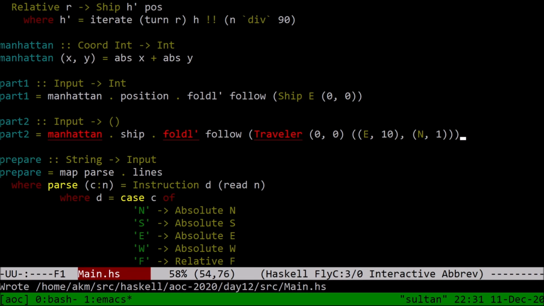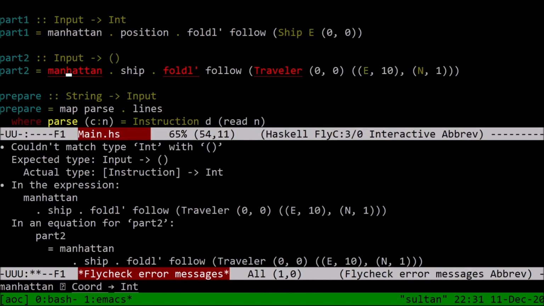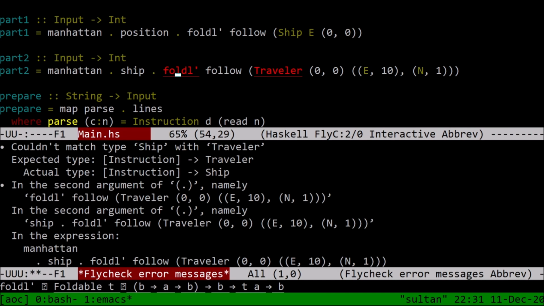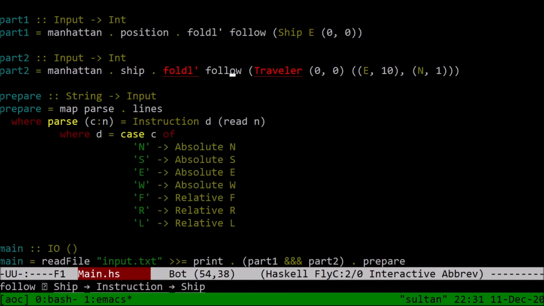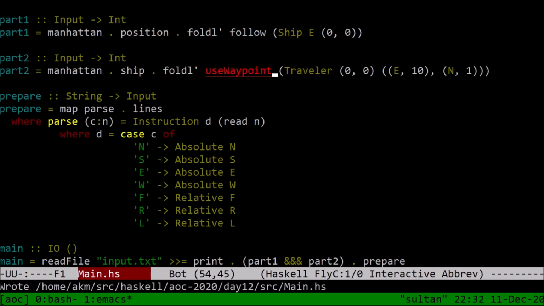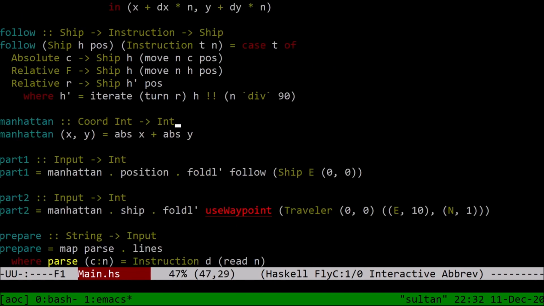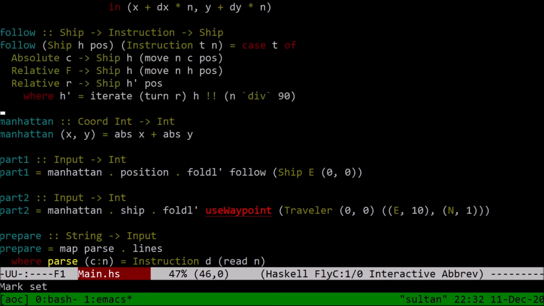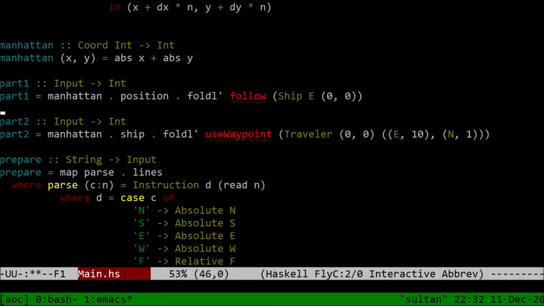Like so. This is an int. What are you upset about? Couldn't match ship with traveler? Oh, follow is, we need a new function. Use waypoint. Okay, cool. And we could move follow into part one, I guess, since it is really specific to part one, as it turns out.